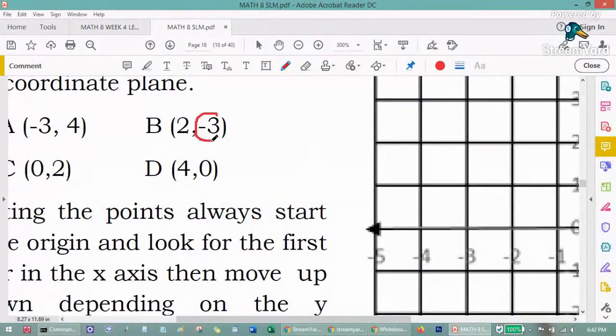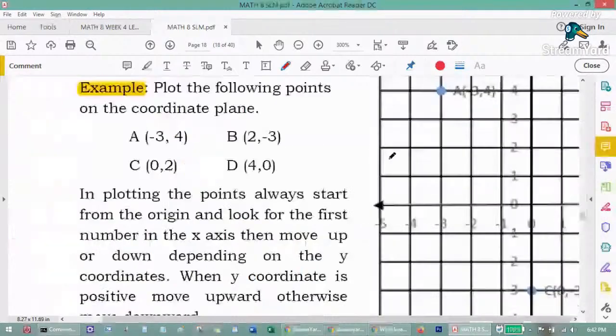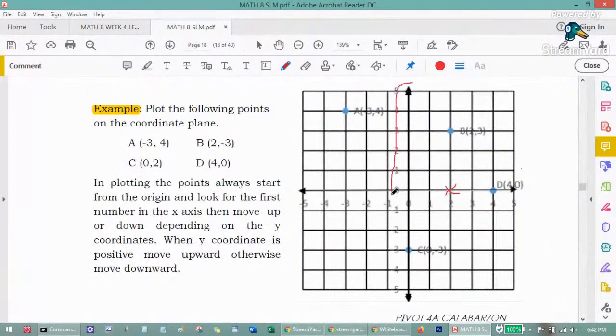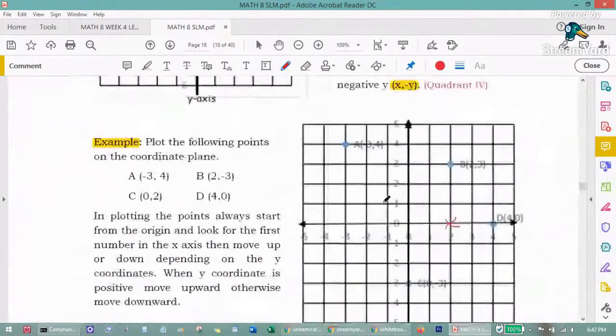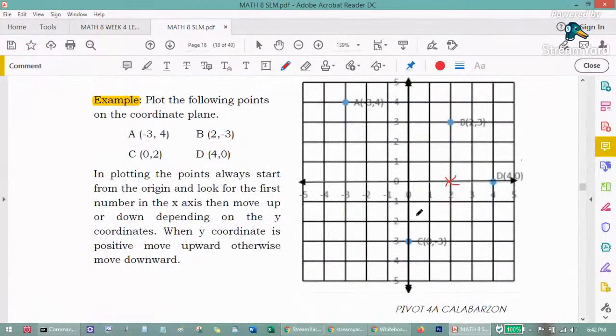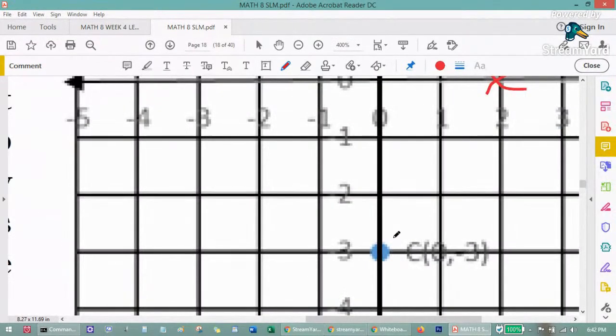Then, this is Y, negative 3. So, ito yung Y natin. Nasaan ang negative ng Y? Nasa ibaba. Nahanap natin ang negative 3. Where is the negative 3 of Y? Ito ang negative 3 ng Y. Okay?